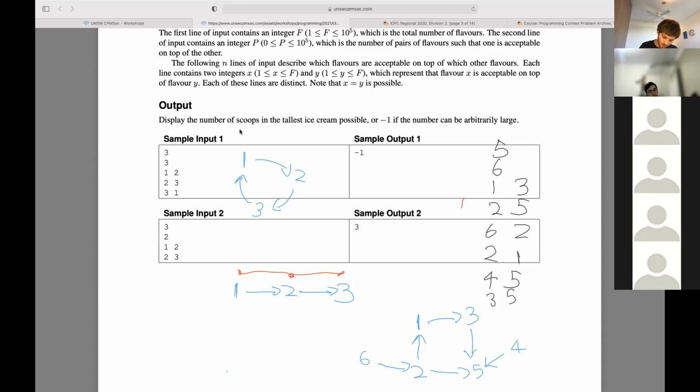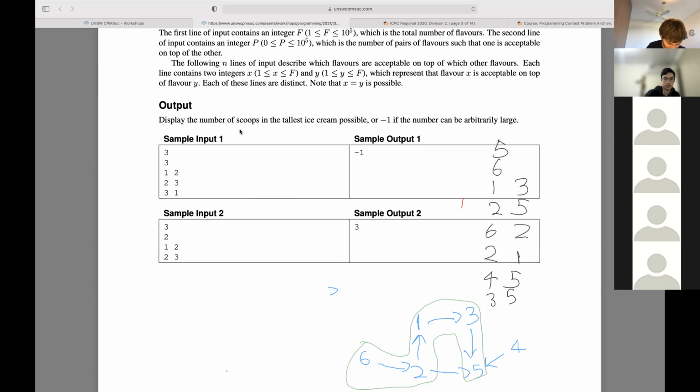And what can we do? Well, this path has 4 things on it. This path here has 5 things on it. And it seems that that path there will be the biggest one we can do. So on this input here, the answer will be 5 because the biggest ice cream we can make is of size 5. And that ice cream is precisely the ice cream 5, 3, 1, 2, 6.